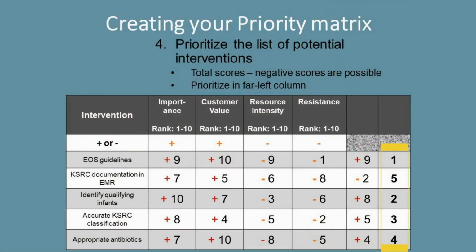In this example, the intervention with the highest score of +9 was early onset sepsis guidelines. So the team ranked this intervention as number 1, and we'll start with this intervention first. This intervention will likely give the team and project some momentum. It is possible to have a negative total score, as can be seen in this example, where you can see the final score of a -2 was assigned to the Kaiser Sepsis Risk Calculator documentation in the EMR. Subsequently, this being the lowest score, this is the intervention the team will work on last.